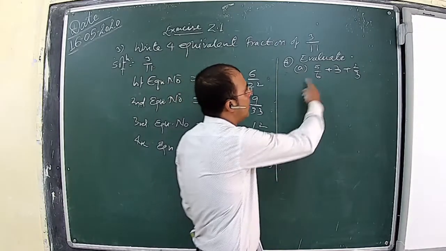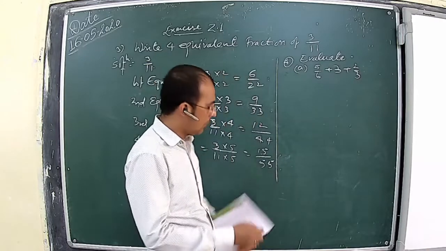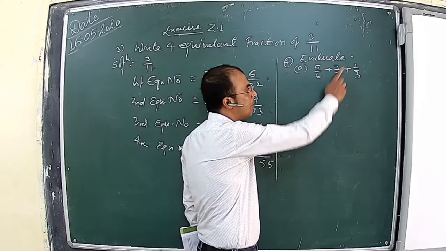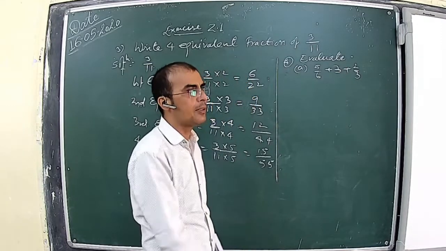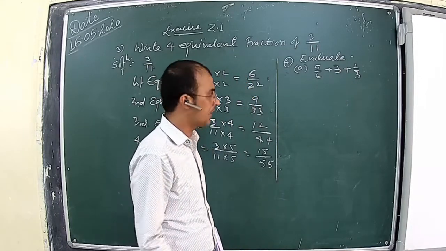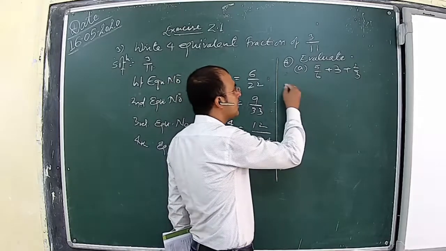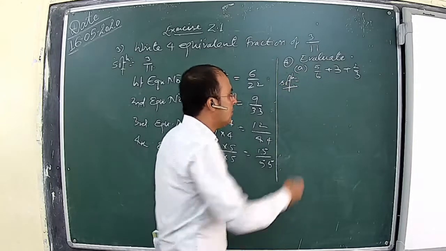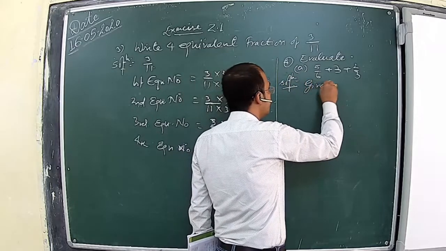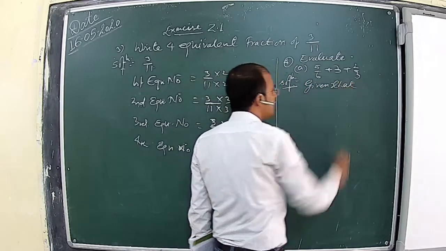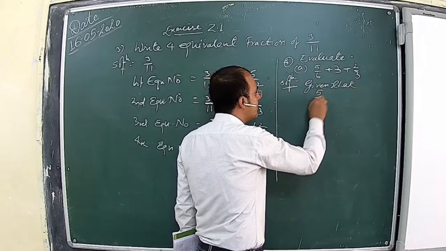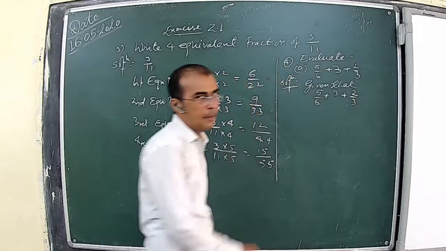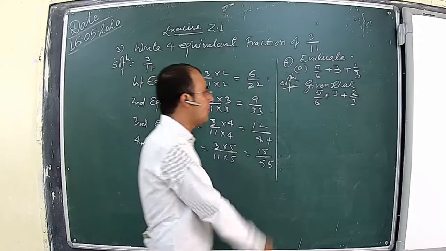So it is given, all are in addition form. Maybe in your question it is given in negative form, with a minus sign also. So if a minus sign is given, you will subtract. You know that addition and subtraction both. But here addition is given, so you will see, given that 5 by 6 plus 3 plus 2 by 3. This is the question, and you have to solve it.